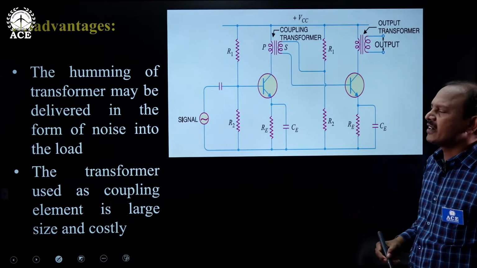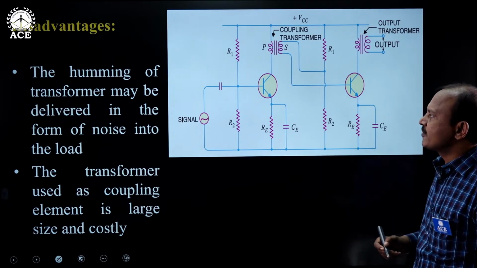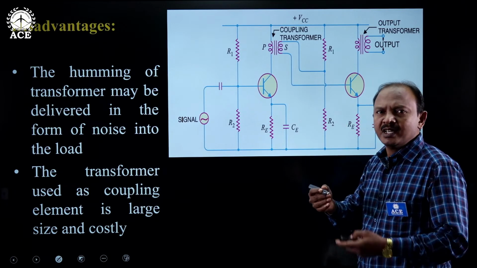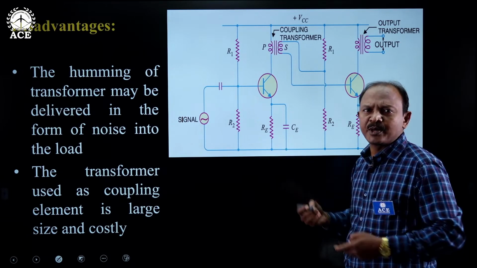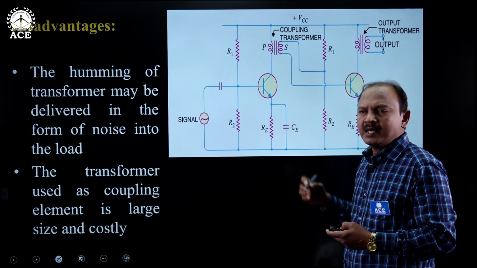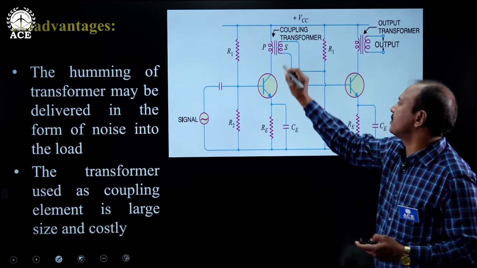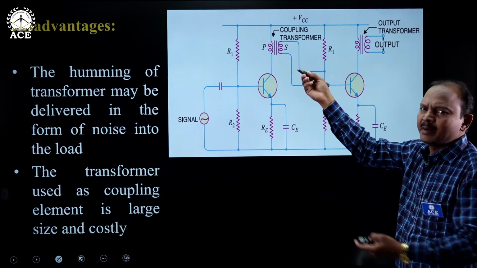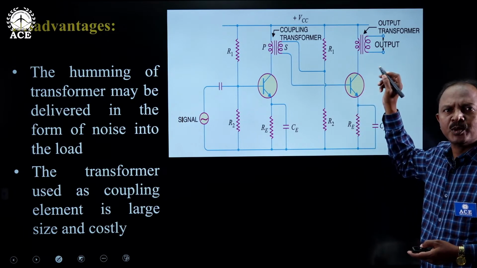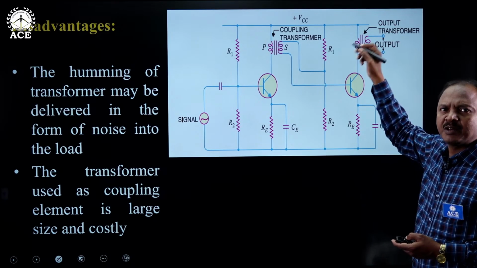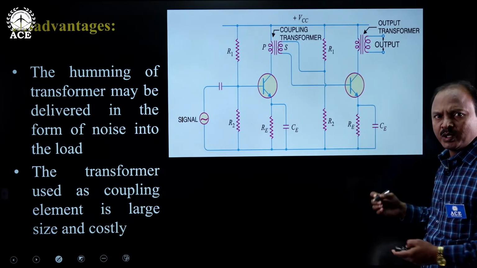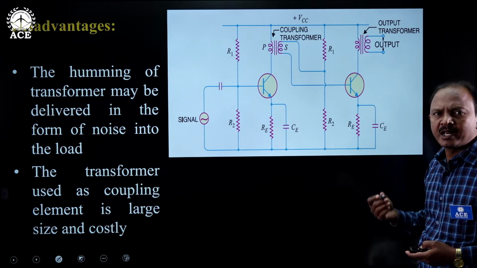Now let's see the disadvantage of this circuit. Humming of the transformer may be delivered in the form of noise into the load. Understandable, of course. Whenever you observe transformers under operation, they make sound. That is popularly called humming of the transformer. That sound made by the transformer, when the first stage and second stage are coupled by means of a transformer, and the output of the amplifier's second stage is coupled to the load also by means of a transformer, whatever the humming made by the transformer also will be delivered into the load in the form of noise. That is the basic drawback of this circuit.